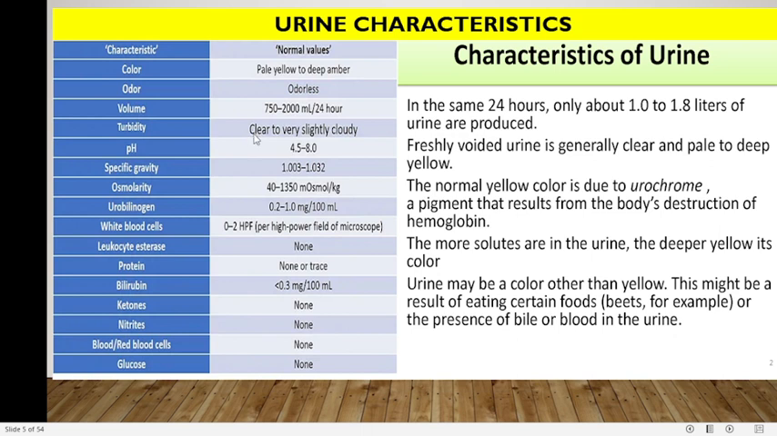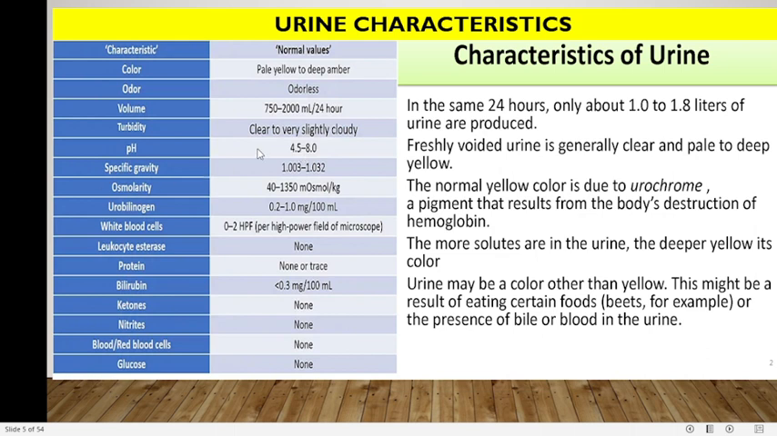Turbidity: urine is clear to very slightly cloudy. Cloudy urine, we are going to suspect an infection, and therefore we need to find the cause. In terms of pH, urine pH ranges from 4.5 to 8.0. Remember, an alkaline environment will encourage more bacteria to grow, leading to an infection. We prefer acidic so that it can at least take care of those microbes.